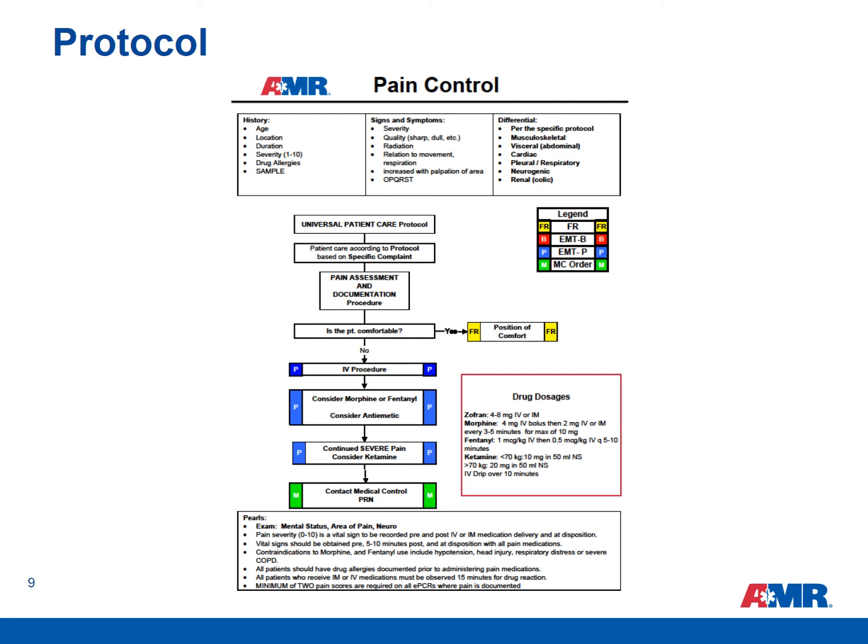Again, if the patient is 70 kilograms or less, mix 10 milligrams of ketamine in 50 milliliters of normal saline and administer it over 10 minutes minimum as a slow drip. If they're over 70 kilograms, we're going to mix 20 milligrams of ketamine in 50 milliliters of normal saline, administer it over 10 minutes as a slow drip. The nice thing about this method is if you get half the drip in and their pain is gone, you can stop the drip. And if the pain returns, you just start it again. So we can titrate the ketamine to their pain.